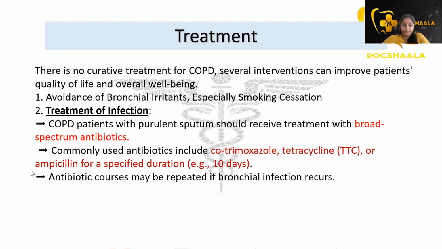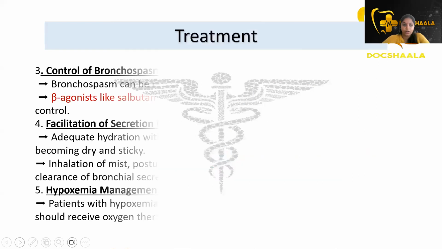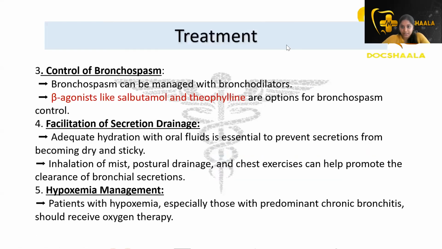Okay, then bronchospasm. Bronchospasm can be managed with bronchodilators. So beta agonists like salbutamol and theophylline are used for bronchospasm, and facilitation of secretion drainage because of excessive production of mucus. Oral fluids should be present for adequate drainage. So inhalation of mist or postural drainage and chest exercises can help to promote this. Hypoxemia can be managed with oxygen therapy.